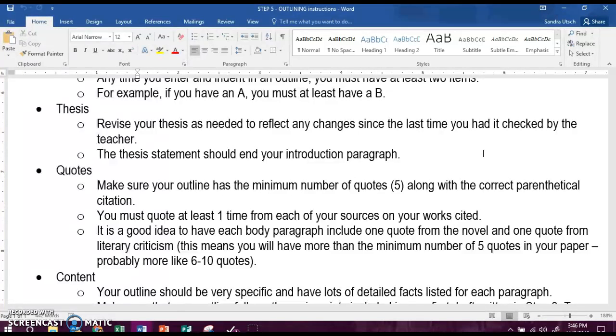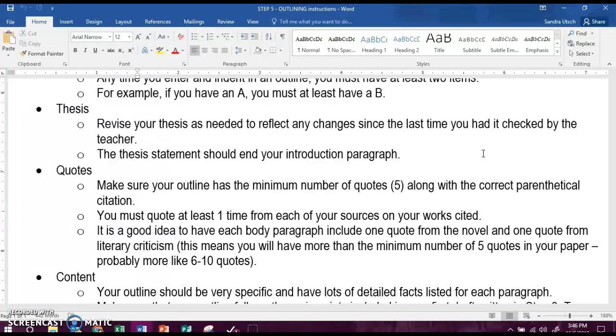But in reality, each of your body paragraphs are probably going to include at least one quote from the novel and one quote from one of your secondary sources. So what that means is ultimately you're going to have probably more like 6 to 10 quotes in your paper. So you won't have to worry about hitting the minimum. The bigger problem is students allowing quotes to dominate their paper and not including anything but quotes. So the content becomes kind of a bigger issue.